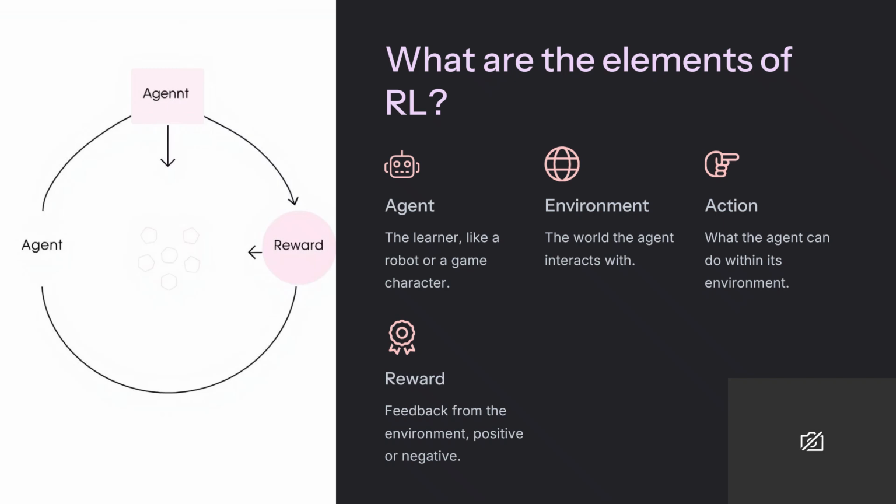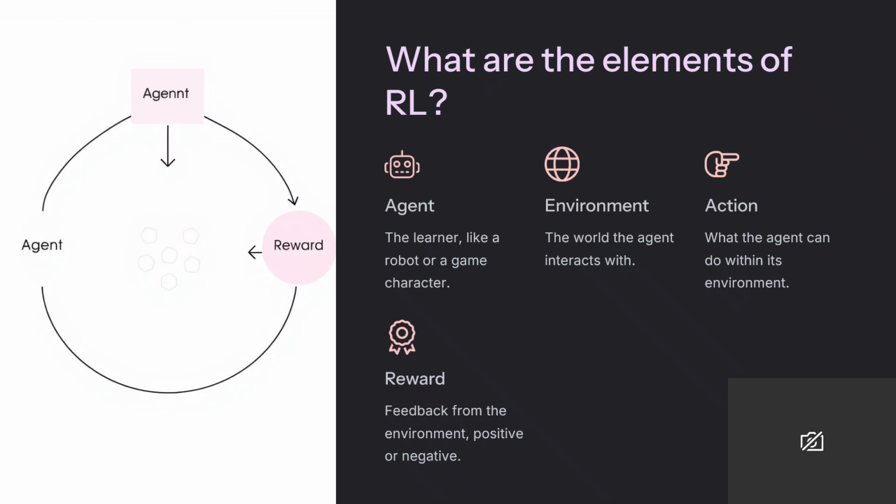And finally, there is the reward. This is the feedback the agent gets after each action. If the agent does something good, it gets a reward. If it does something wrong, it might get a penalty. So the agent performs actions in the environment and gets rewards. That's how it learns.